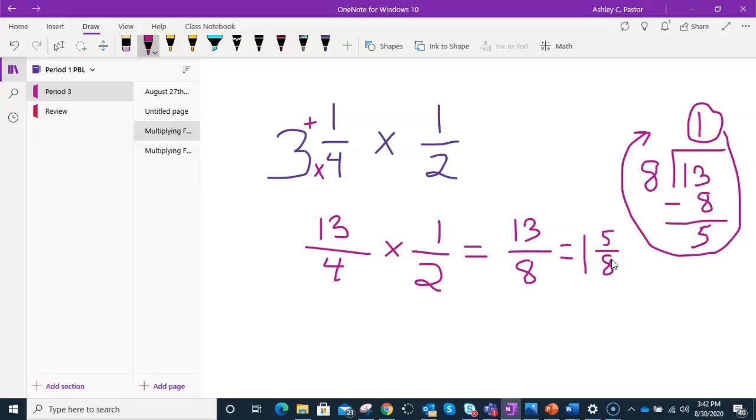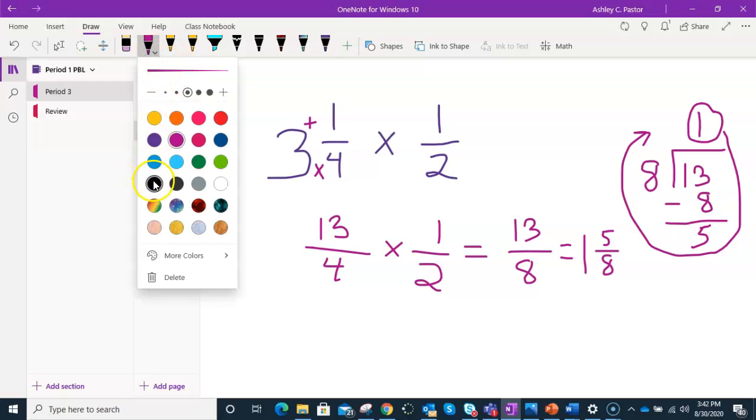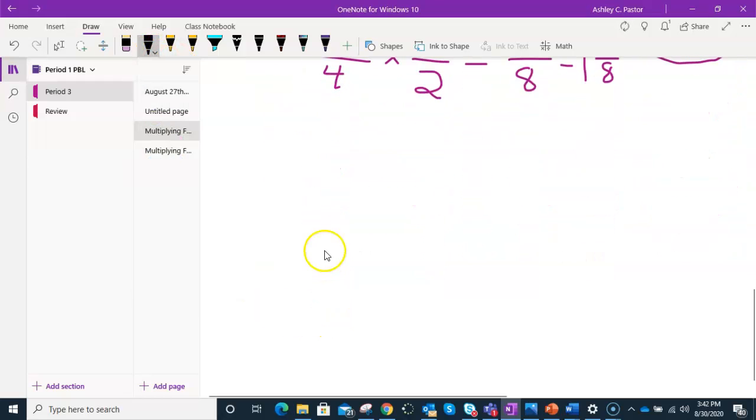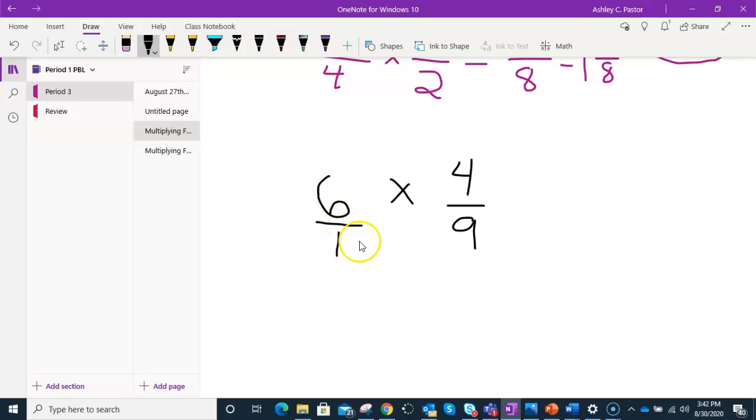Now, the last type that we're going to go over is when we take a whole number and we multiply it by a fraction. So if we were to get this, then an example would be 6 times 4 ninths. Now notice that 6 is a whole number, but I need it to be a fraction. So the way that we turn 6 into a fraction is by putting it over 1, because any whole number can be a fraction if you put it over 1, right?